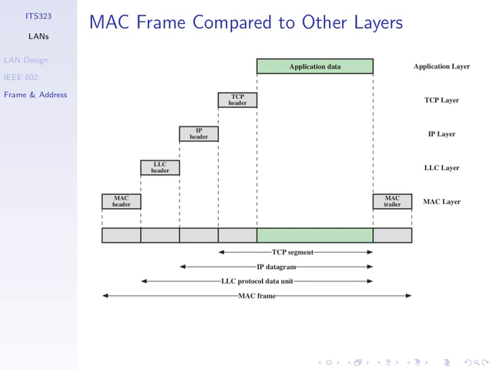So this is our entire MAC frame. Inside that is an LLC protocol data unit, a packet or a frame. Inside that is an IP datagram, inside that a TCP segment. Inside the TCP segment is our original data from the application. What's the structure of this MAC frame? That's what we want to look at.